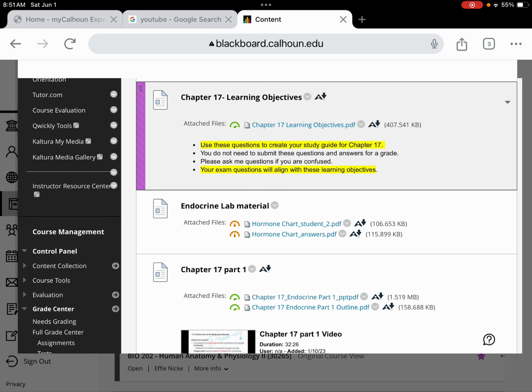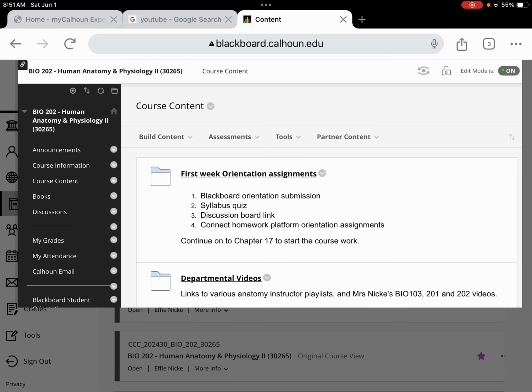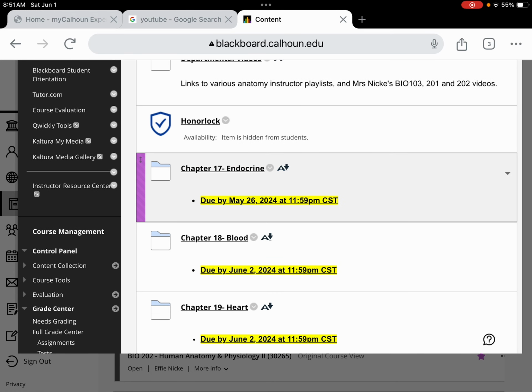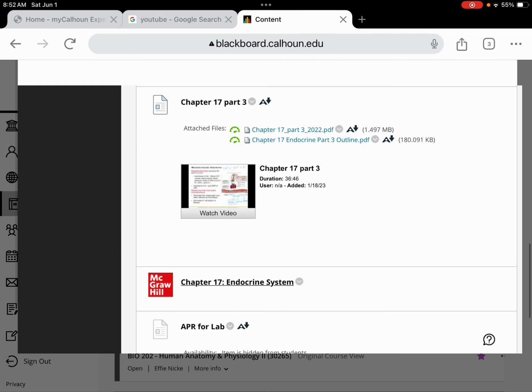Right, so if I go back to chapter 17, I was looking for the Connect assignments. Oh, there they are, sorry.